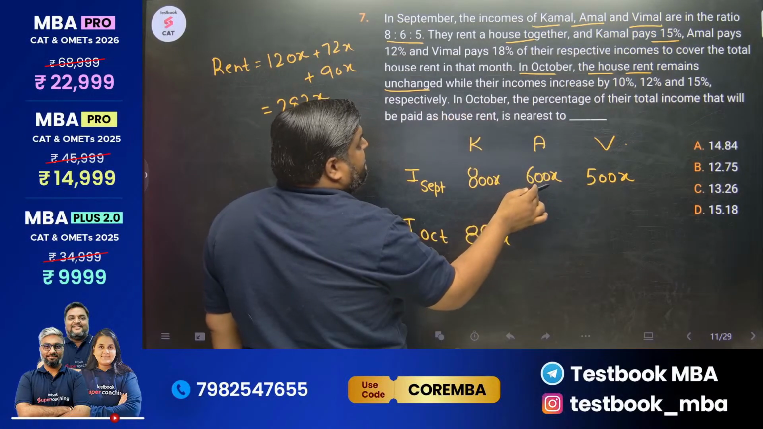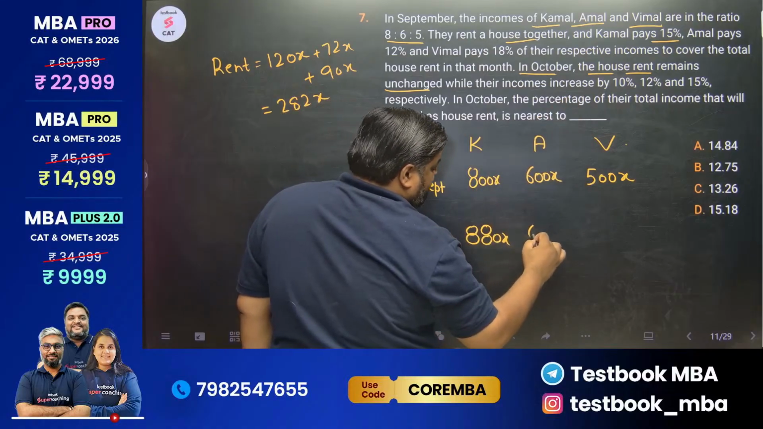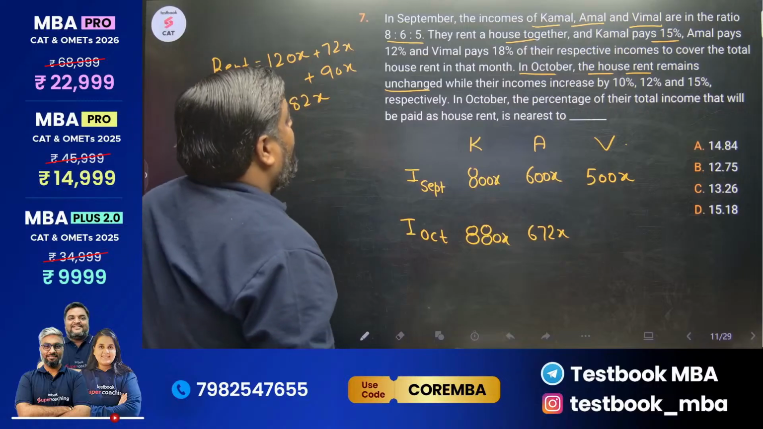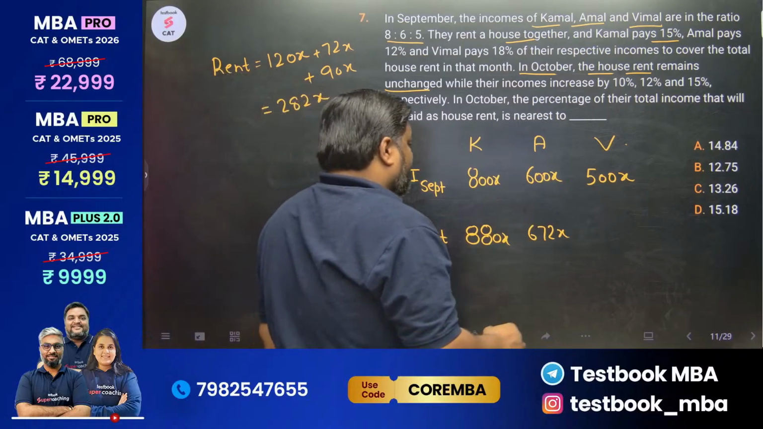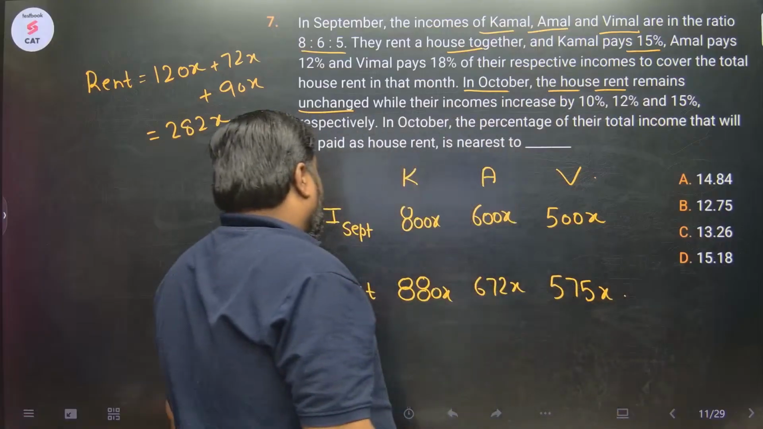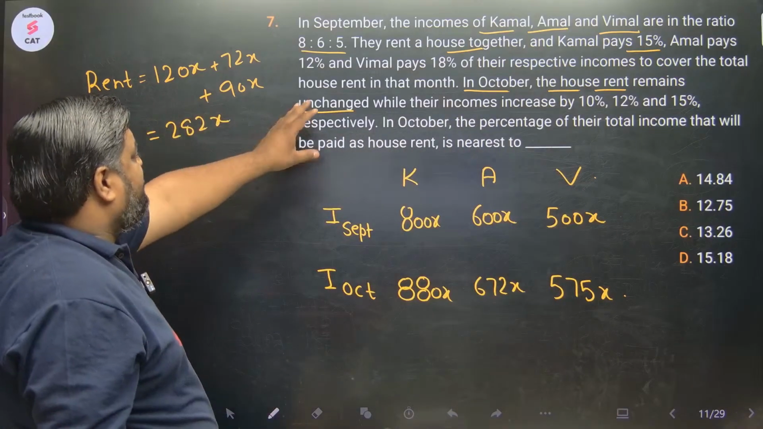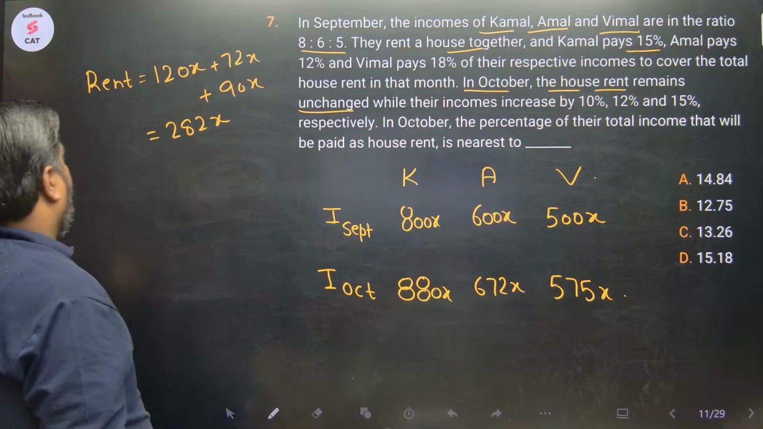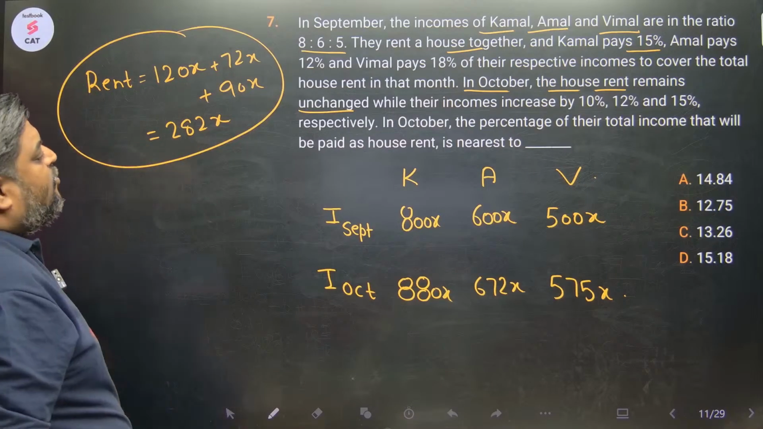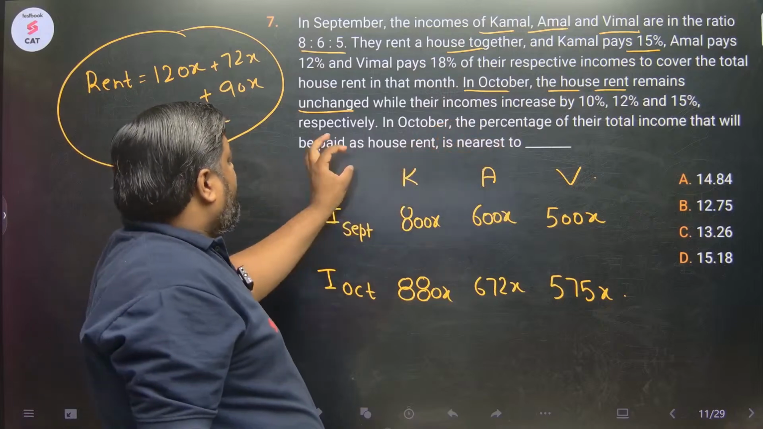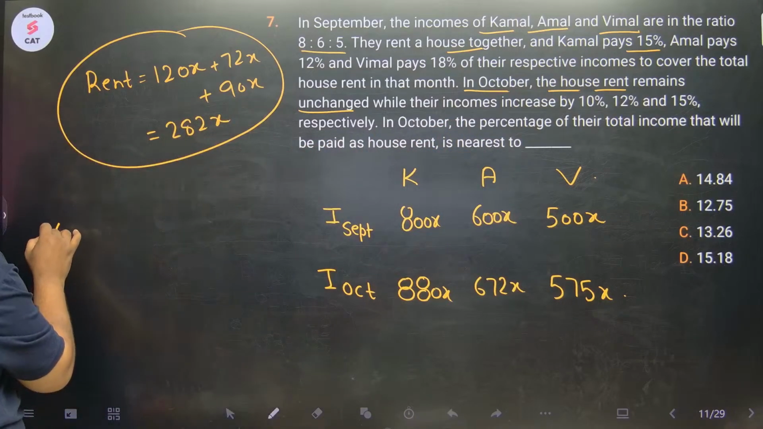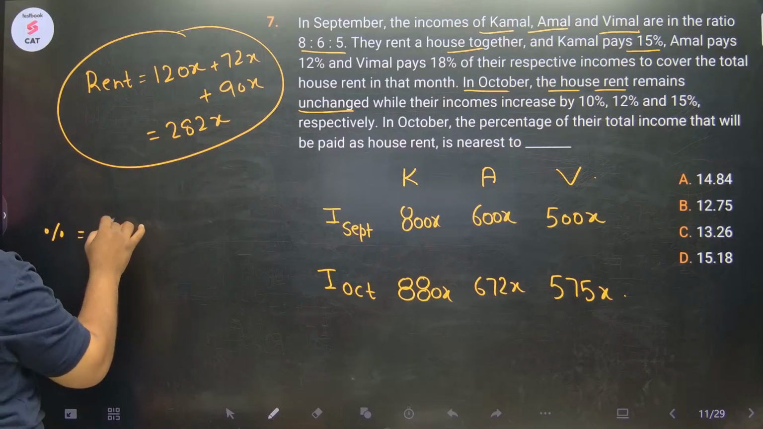That of Amal is 12% increased, so 672x. And Vimal's is 15% increased, so 575x. But rent is unchanged. Rent still is 282. There is no change in rent. In October, what percentage of their total income will be paid as house rent? So we have to find the percent. Percent is 282x.